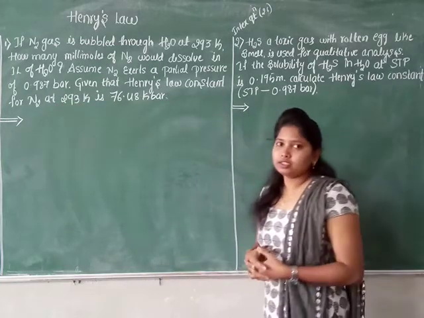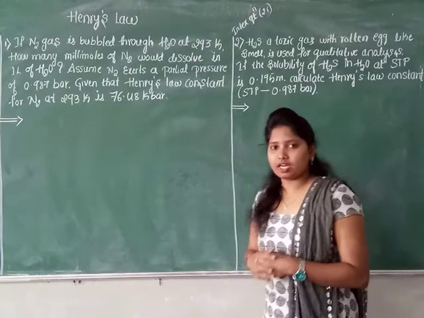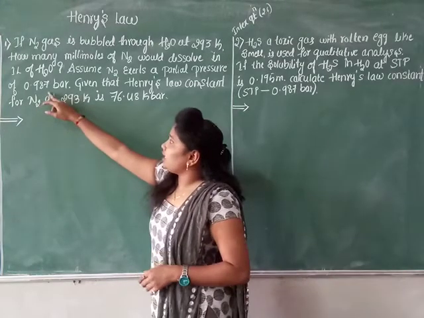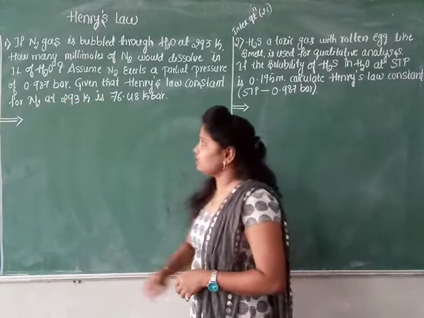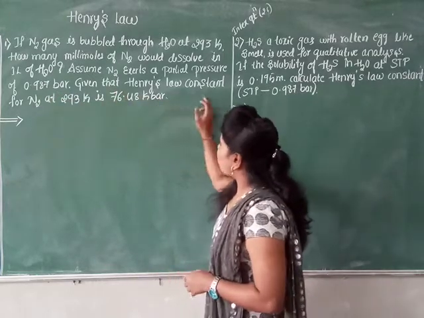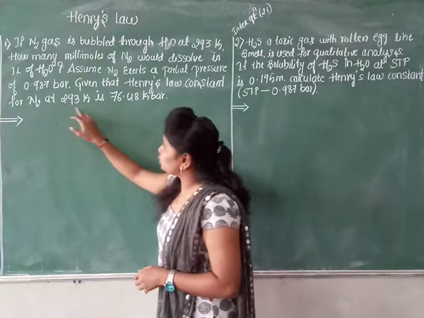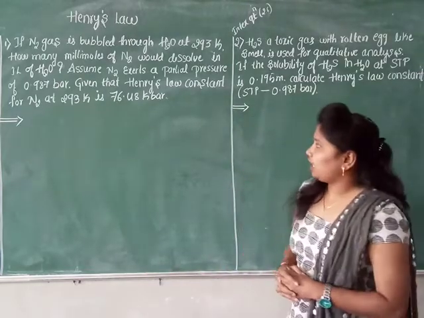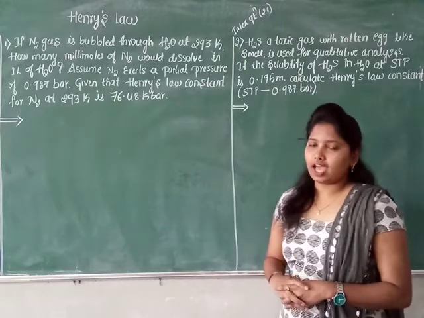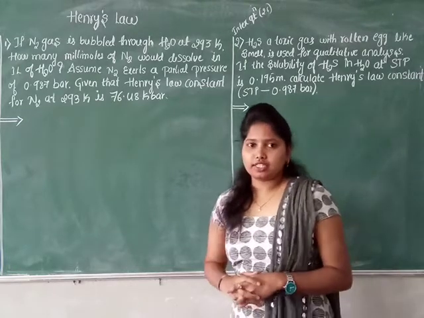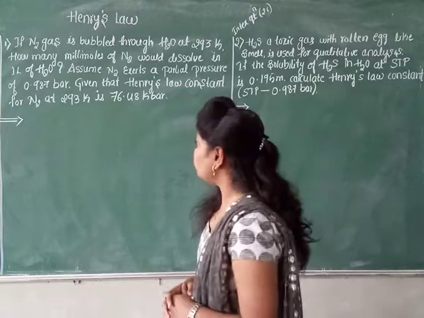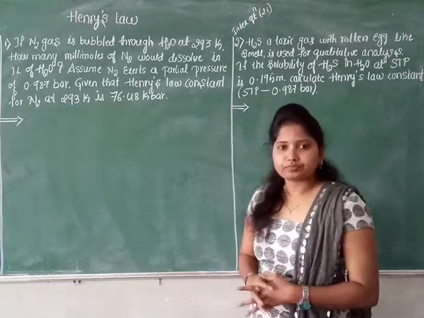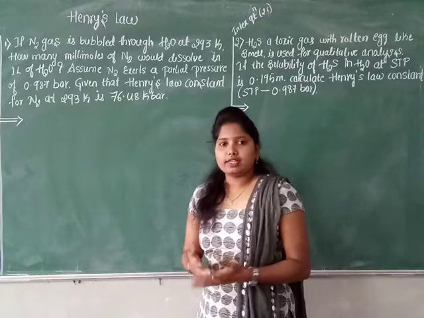What have they given? The partial vapor pressure of nitrogen gas, 0.987 bar. Next, given that the Henry's law constant for nitrogen at 293 Kelvin is 76.48 kilobar. They have given the Henry's law constant, that is the Kh value, 76.48 kilobar.